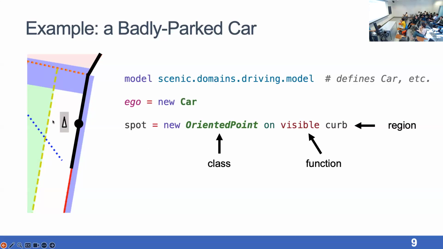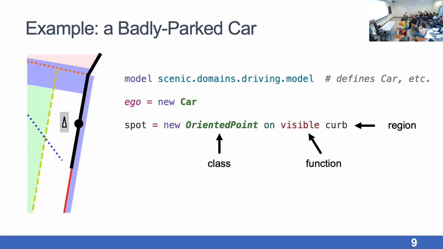And then the way that we're picking the random point on it is with this syntax, new OrientedPoint on. So what's going on here? OrientedPoint is a class which is built into Scenic. Scenic has three built-in classes for objects, points, and oriented points. So an object you can think of as just something in space, like a car.